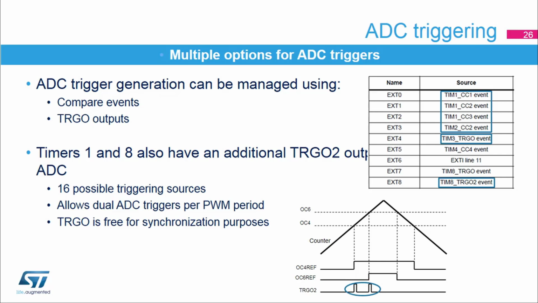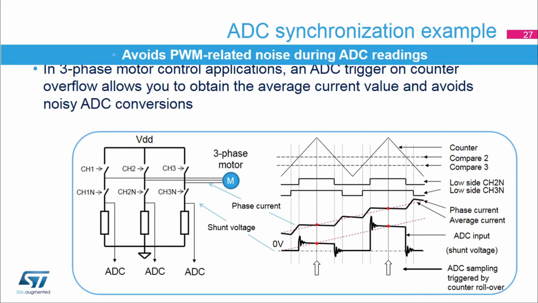TRGO2 offers 16 possibilities, including the 6 compare events and the possibility to have a dual trigger per PWM period by combining the compare 4 and 6 events. This also leaves the TRGO free for multiple timer synchronization schemes. This slide presents an example of PWM synchronized ADC trigger.